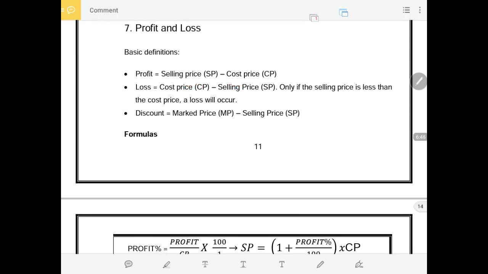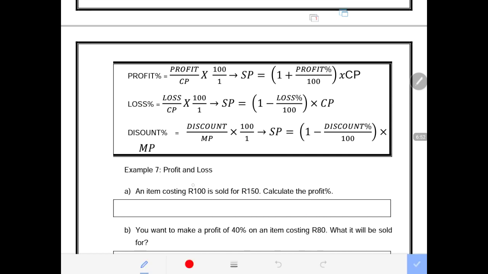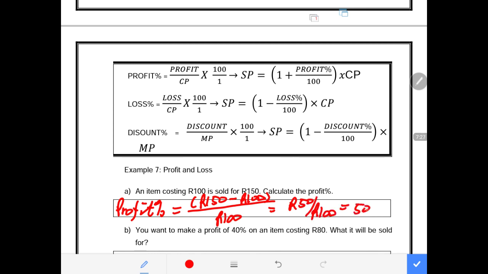So we first need to know the selling price and the cost price. Do we know the cost price? Yes, the cost price is given, and the selling price also is given as 150. So we can get to our profit percentage immediately. Then we can say our profit percentage is equal to 150 minus 100, all divided by the cost price, then times 100, meaning this will be 50 rand divided by 100, meaning our profit percentage will be 50%.